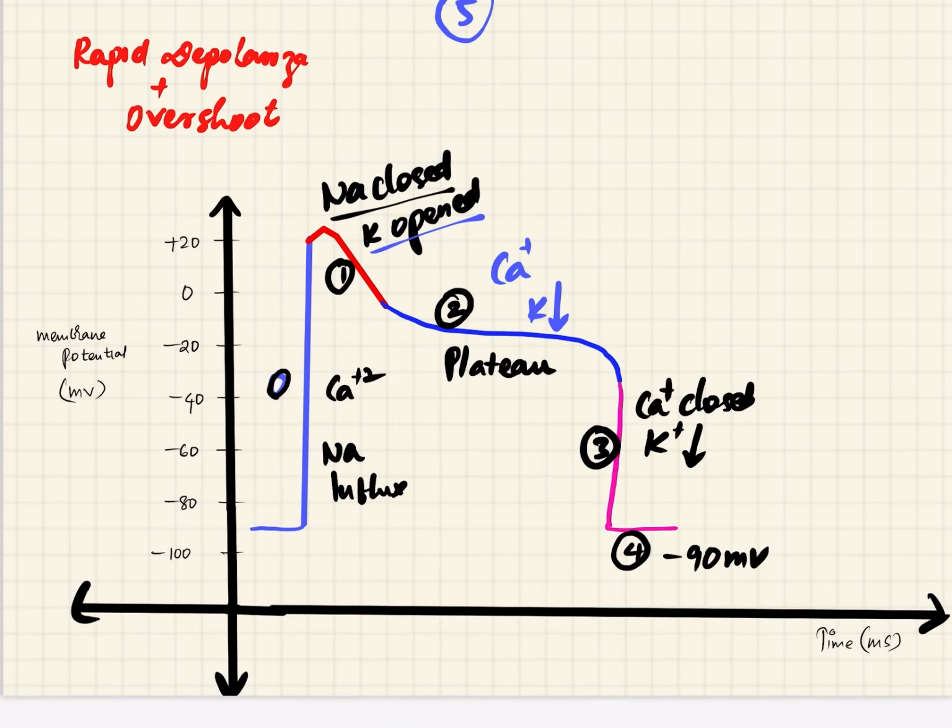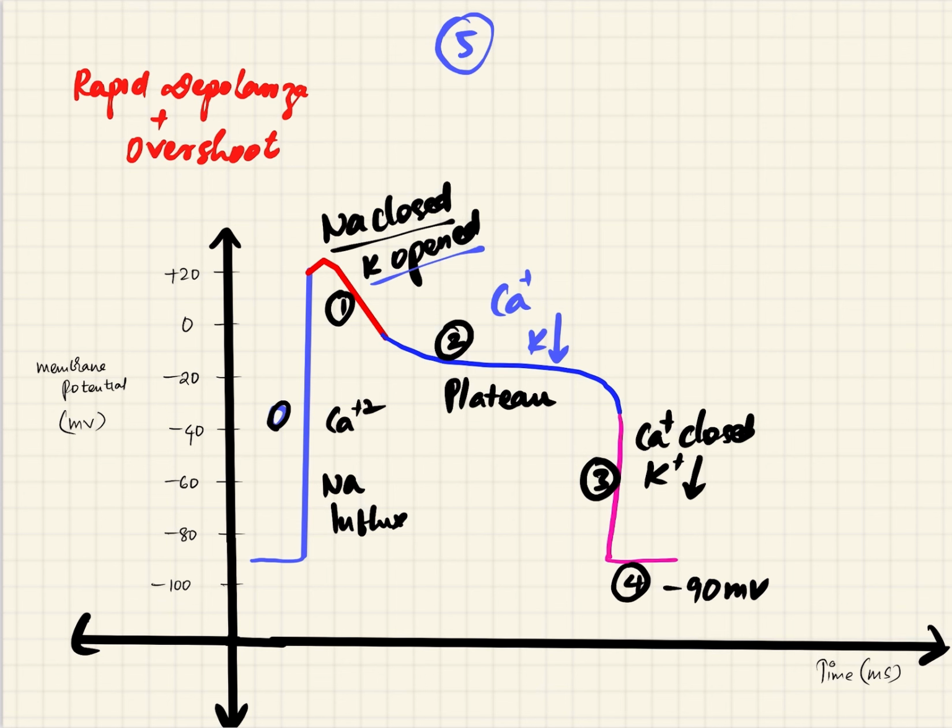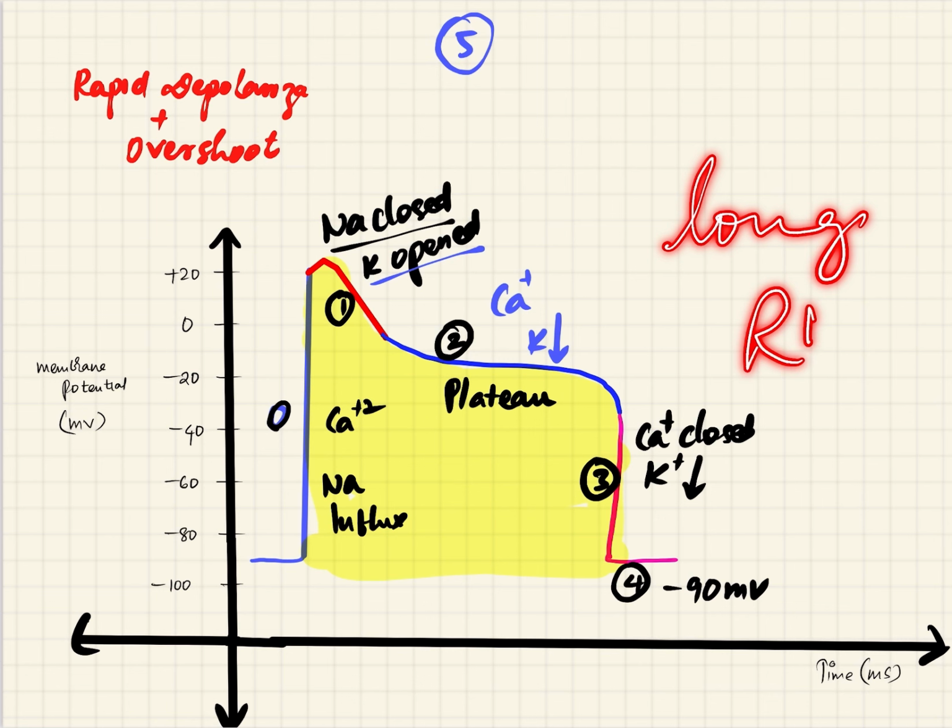Whenever you see this middle part, this is the absolute refractory period. What is this absolute refractory period? During this phase, if you apply any more stimulus, it does not respond and does not give any other action potential. That is the reason why the cardiac action potential is described as prolonged, with a long refractory period.